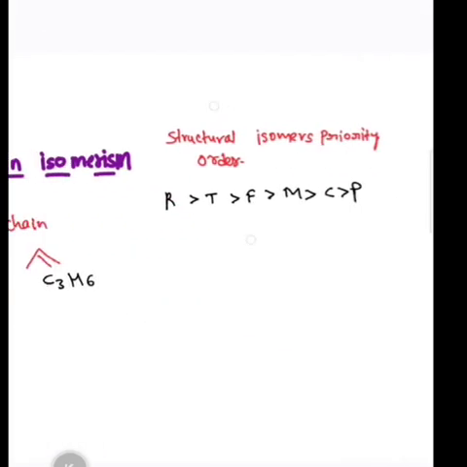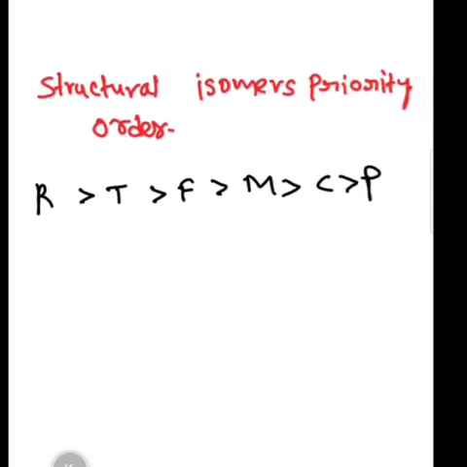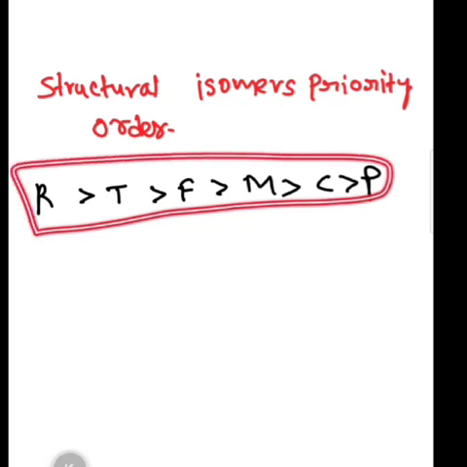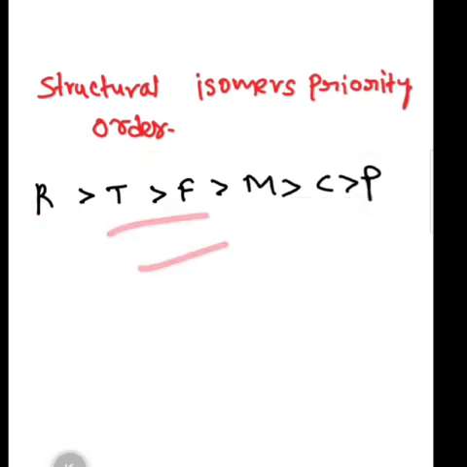It is very easy. Now, structural isomerism priority. First you should give priority to ring chain isomerism, then tautomerism, then functional, then metamerism, then chain, and then positional. RTFMCP, which is in decreasing order of priority. Okay, next. So this is structural isomerism.